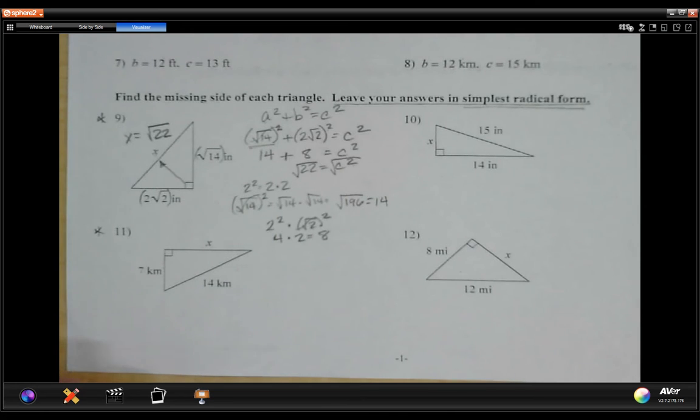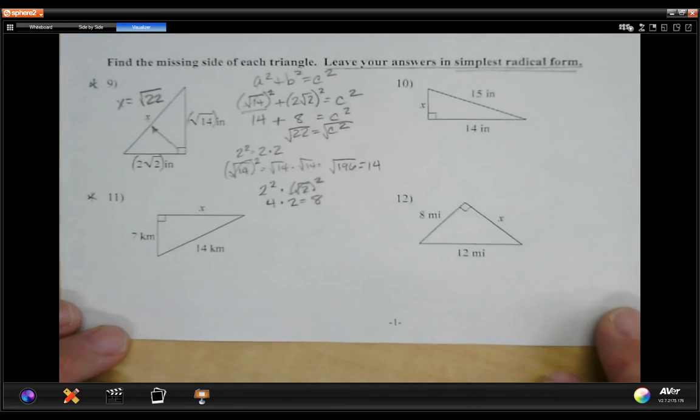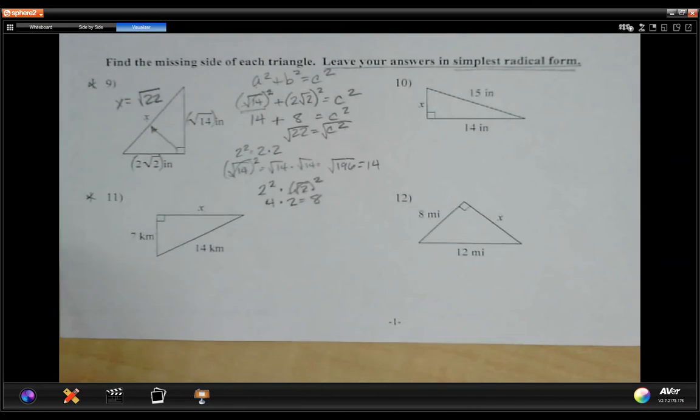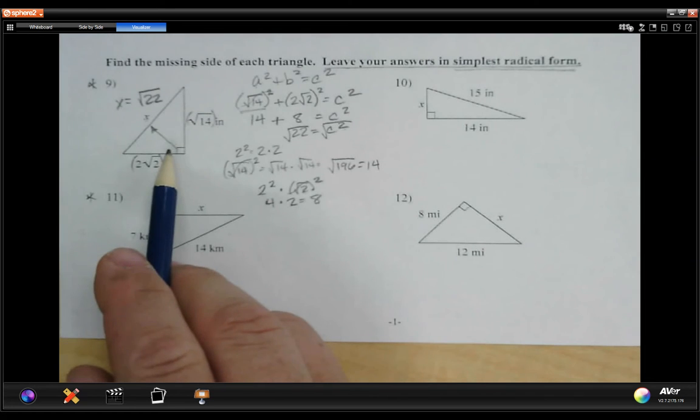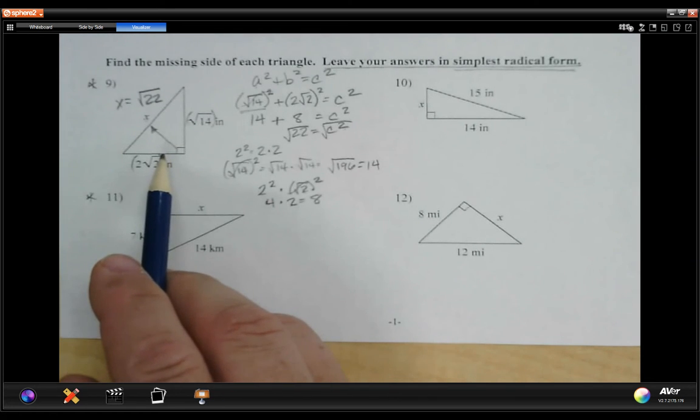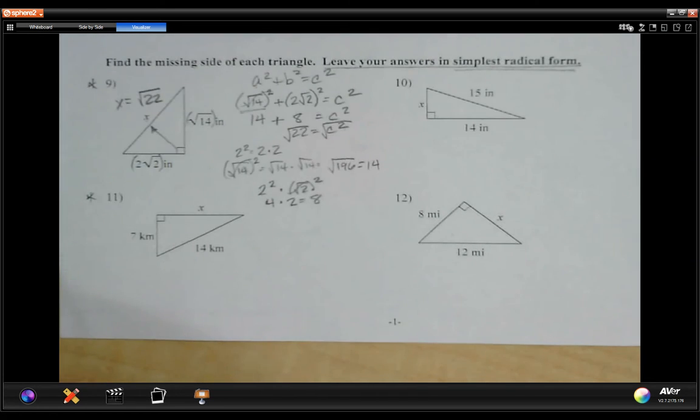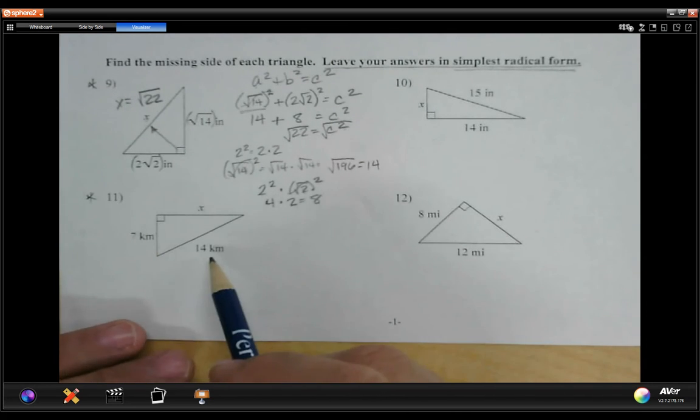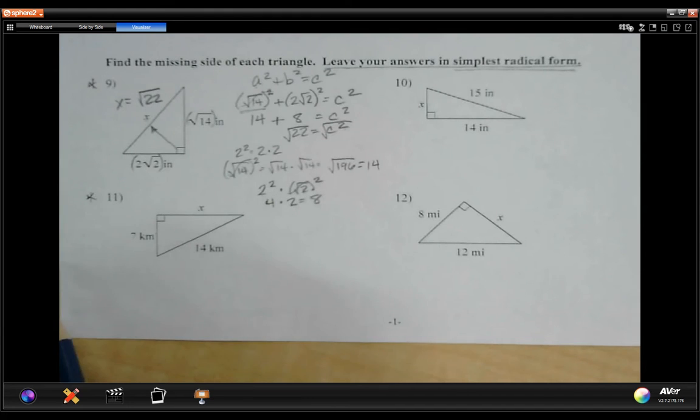So now let's look at number 11. And initially, by looking at number 11, we're like, wow, this is going to be easy. Now, we looked at this one, we thought, oh, no, this is going to be extremely difficult, and I'm never going to be able to get it done. Well, let's look at what happens with number 11. So with number 11, let's think about what we're looking for. Are we looking for a leg, or are we looking for a hypotenuse?